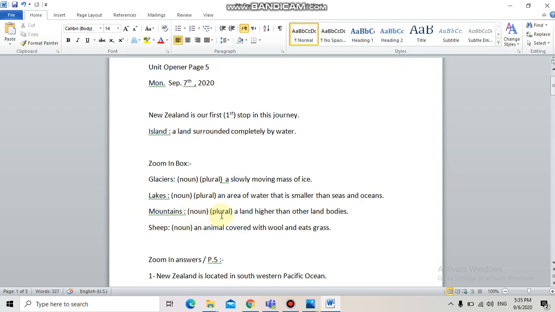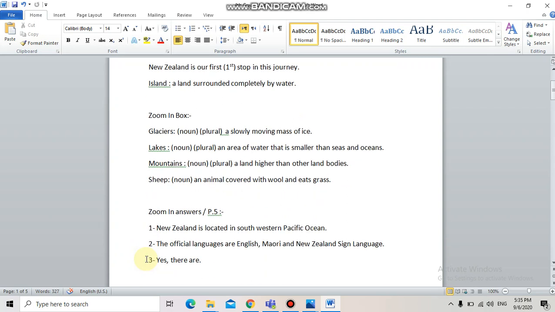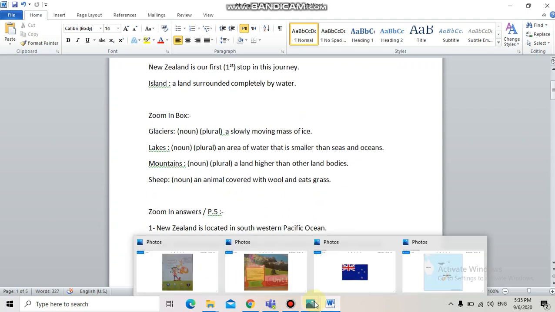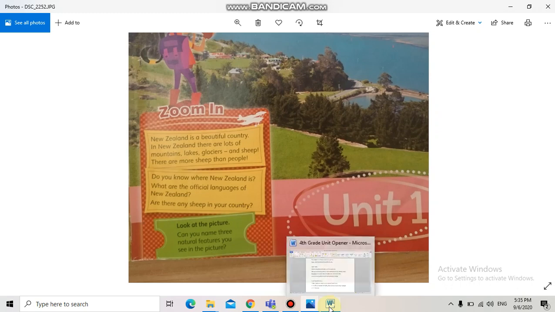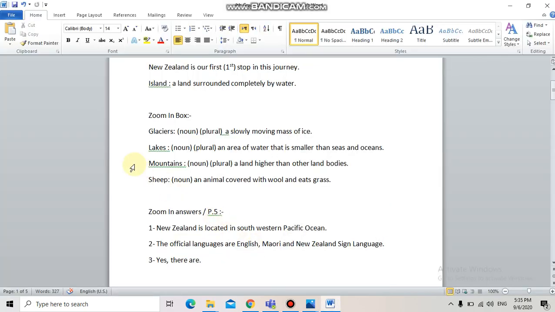Mountains, noun, plural, a land higher than other land bodies. Sheep, noun, an animal covered with wool and eats grass. The zoom in answers, the questions that we read, I will point to them again. These are the questions 1, 2, and 3. I need you to number them in your book, and then write the answers in your notebook in this way.